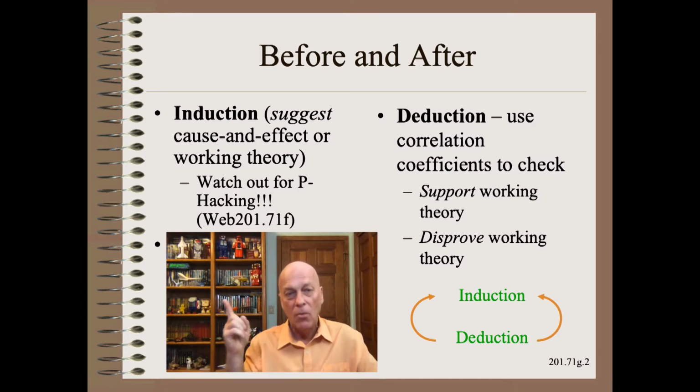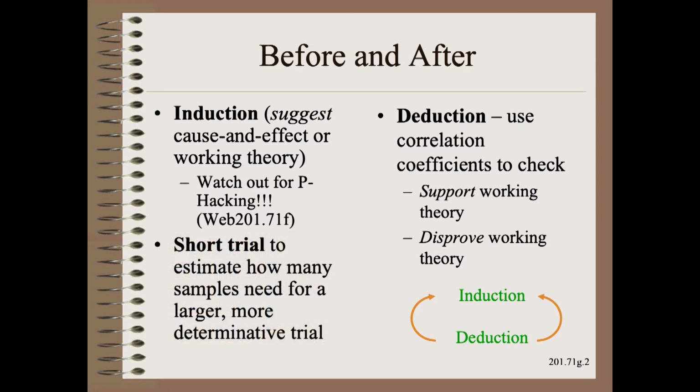The answer can be 1 or 10,000 or somewhere in between. A short trial may improve the initial guess of what is needed for a more determinative trial. But usually you will not know until the short or the full trial results have been thoroughly analyzed.